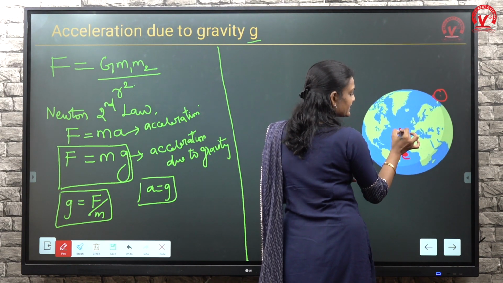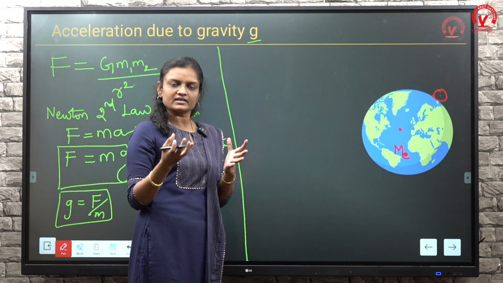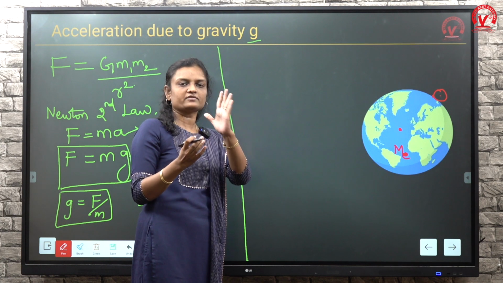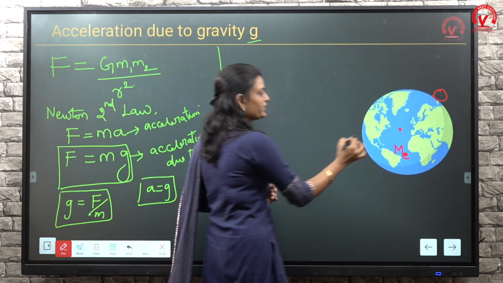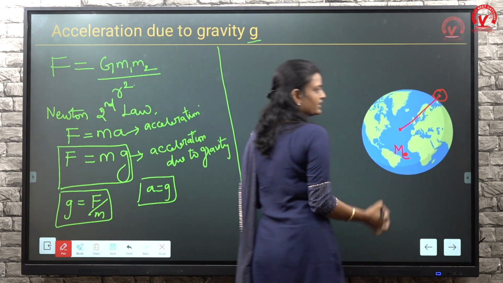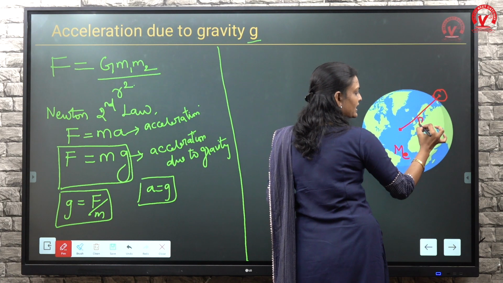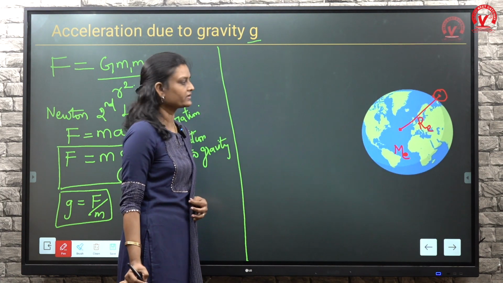Now this is the center. We know that gravitation is a central force. Central force means we always measure from the center of one object to the center of the other object. So I am going to measure from center to center. I am going to keep this radius as RE, the earth's radius as RE.